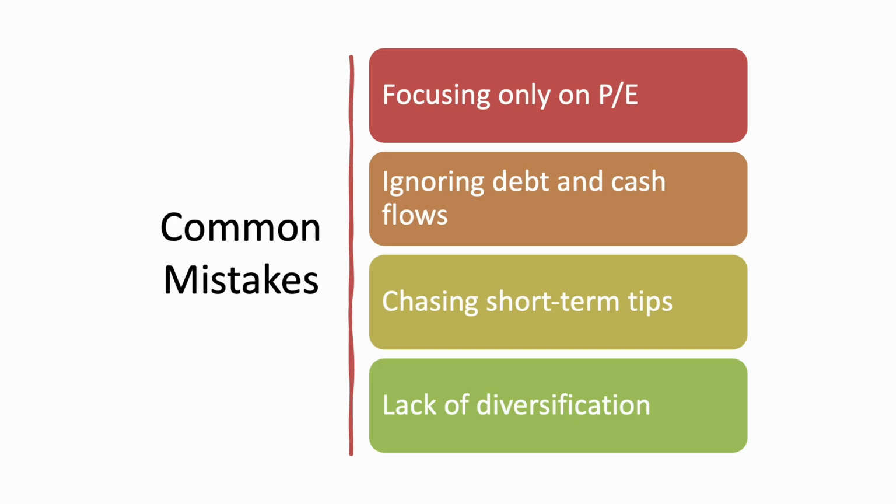So, to summarize, the biggest traps retail investors fall into: over-relying on P/E ratio, ignoring debt, blindly chasing tips, and not diversifying properly. If you can simply avoid these 4 mistakes, you are already ahead of 90% of retail investors. Remember, successful investing is less about making brilliant decisions and more about avoiding big blunders. Protect your capital first and the returns will follow.